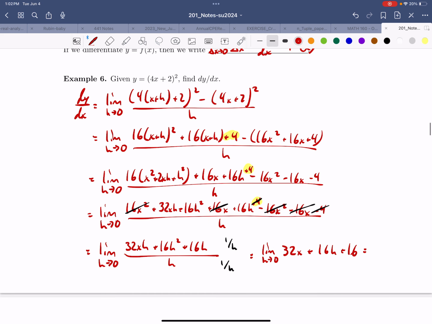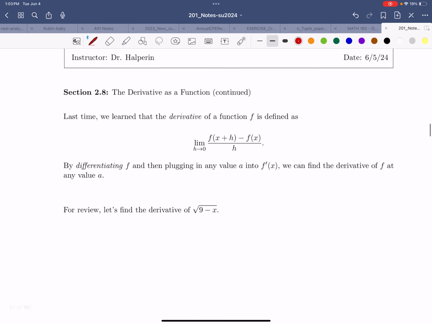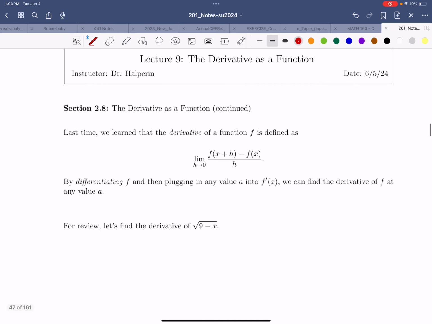And that's just going to give us, maybe I'll do it down here, 32x plus 16. So that's our answer. Now, this took a lot of work. Maybe later on we'll learn a shortcut or two. One more quick lecture before we get into things.